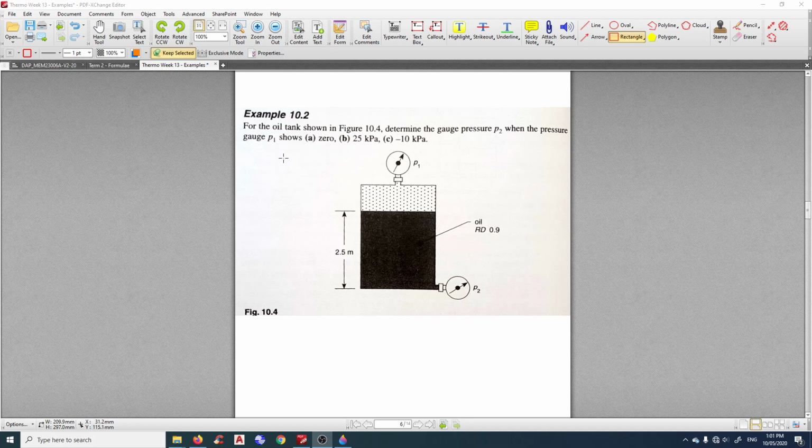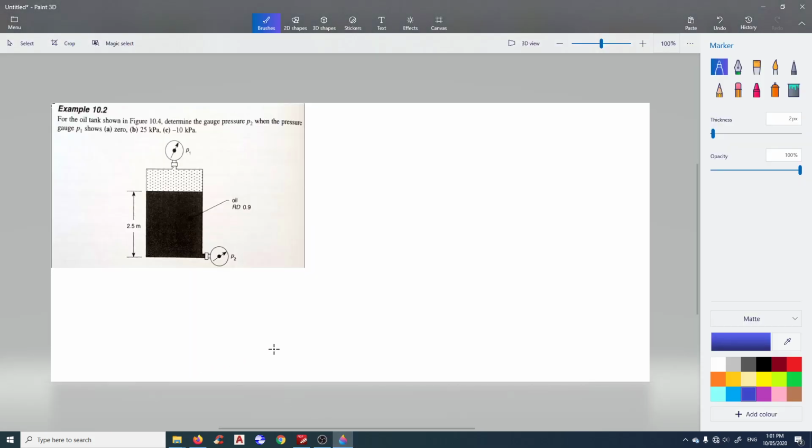The question is, what is the gauge pressure P2 when the pressure at P1, or the gas pressure, is 0? Question B, when the gas pressure is positive 25 kPa. And question C, what's the P2 when this gas pressure is negative 10 kPa, or in other words, is on vacuum. So let's have a look at this quickly.